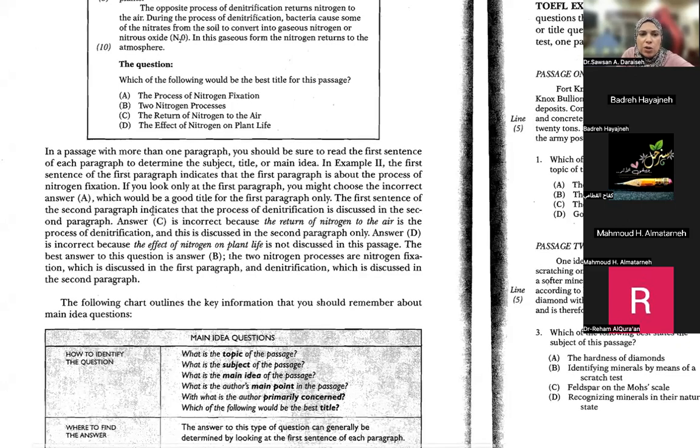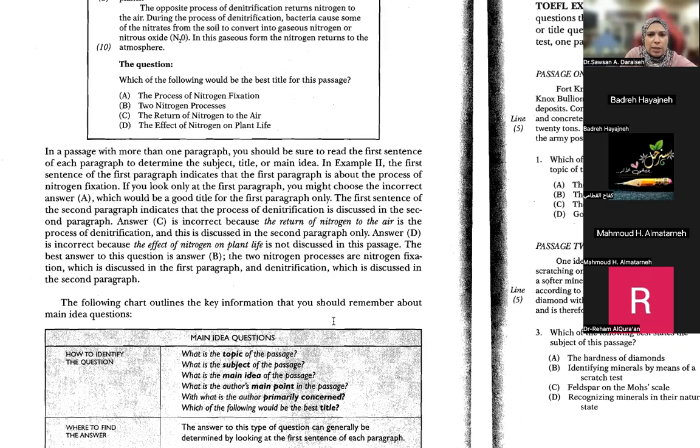The first sentence of the second paragraph indicates that the process of denitrification is discussed in the second paragraph. Answer C is incorrect because the return of nitrogen to the air is the process of denitrification only, and this is discussed in the second paragraph only, guys. We don't want this only. Answer D is incorrect because the effect of nitrogen on plant life is not even discussed in the passage. Where does it say in the passage that we want to talk about nitrogen and its effect on plant life? Nowhere. The word plant is maybe not even there. Okay?